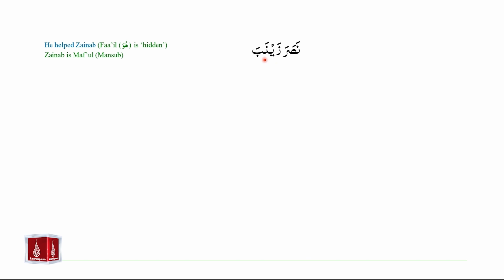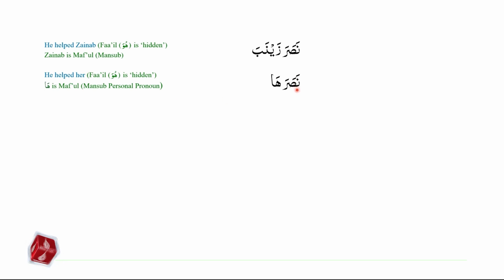Nasara Zainaba. He helped Zainab. Zainaba is mansoob and Zainaba is maf'ul. Nasaraha. He helped her. He is the fa'il, he is huwa, and he is hidden in nasara. Ha comes from the mansoob personal pronouns chart. Ha is the maf'ul.